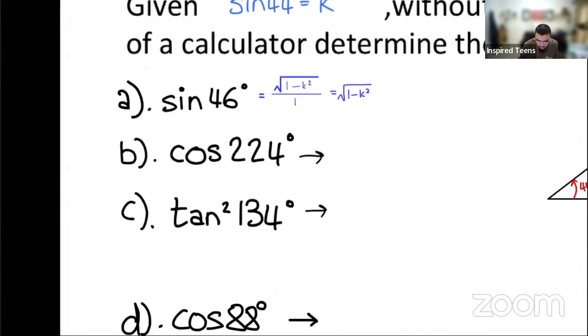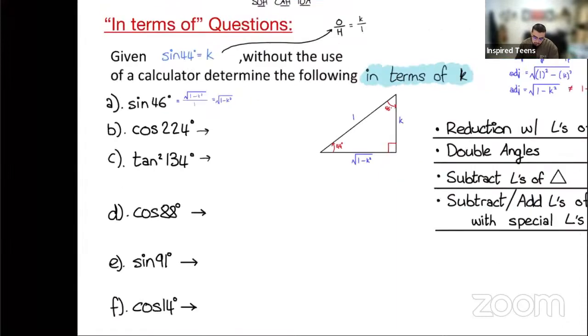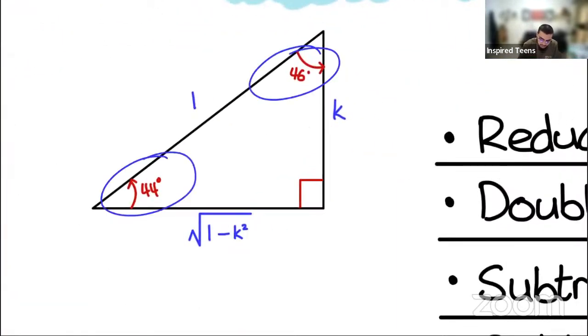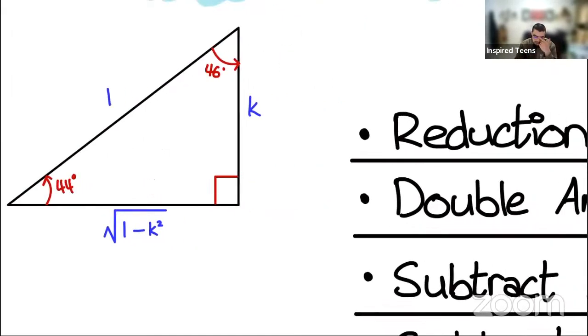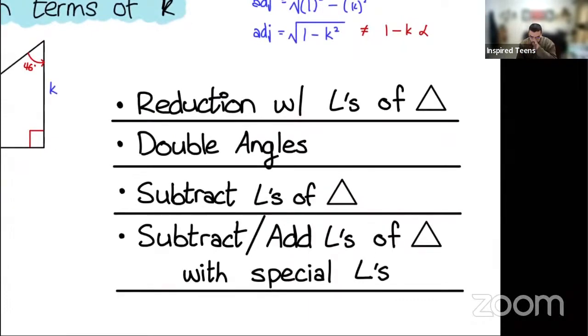Now, let's have a look at cos 224. Firstly, the angle 224 is, of course, not in our triangle, so this is not going to be a straightforward answer. You can't just simply say sine 224 or cos 224 or tangent, because we don't have that value in the triangle. That's where these steps on the right come in. I've written a few steps which are basically amazing, and I'll tell you why: they cover any type of question that they can ask in terms of questions.